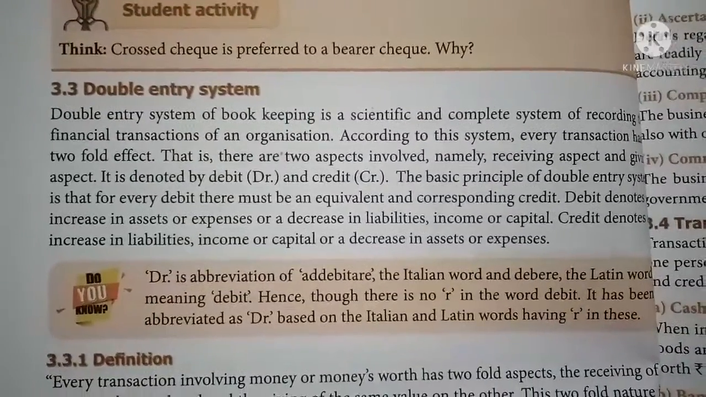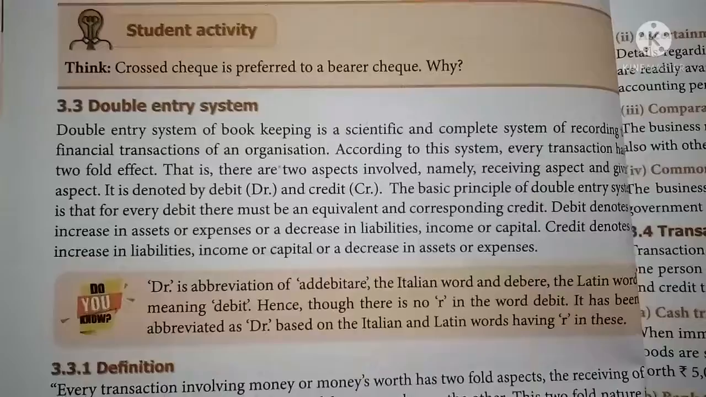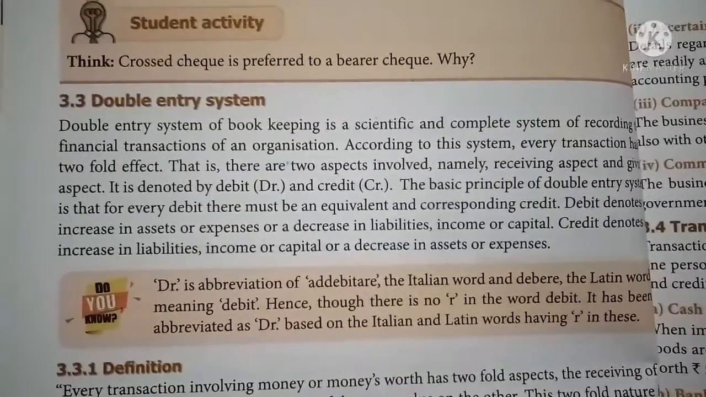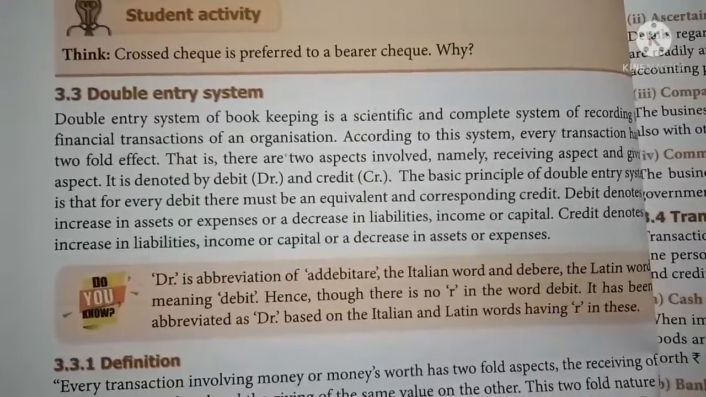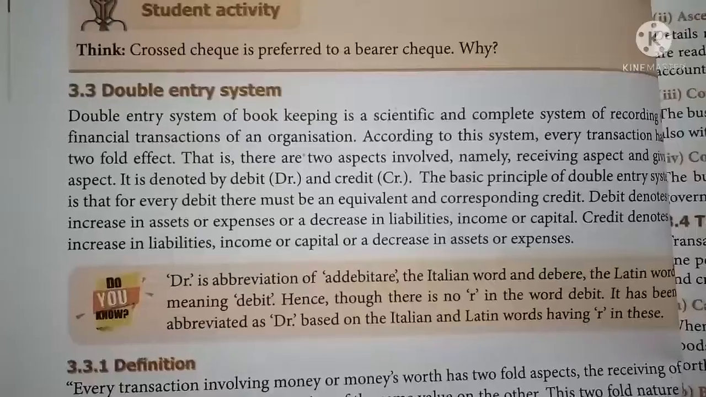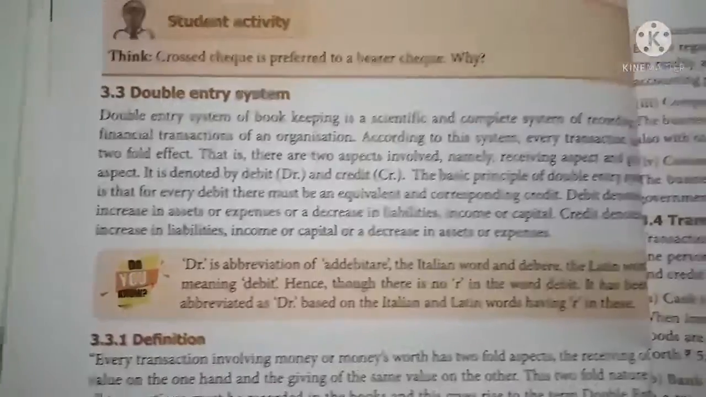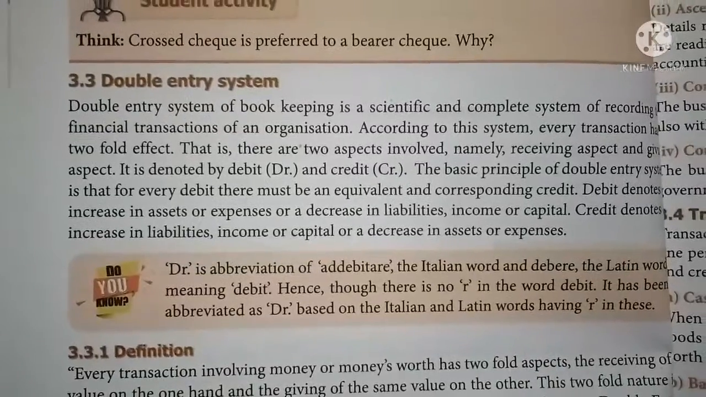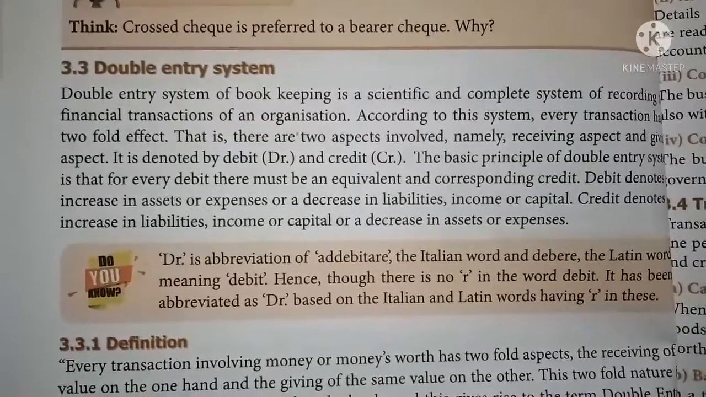In this afternoon video, we continue the same chapter, books of prime entry. In the previous class, we discussed the meaning and definition of source documents and various types of source documents, which we explained in the previous video classes. So today we discuss the double entry system of bookkeeping.